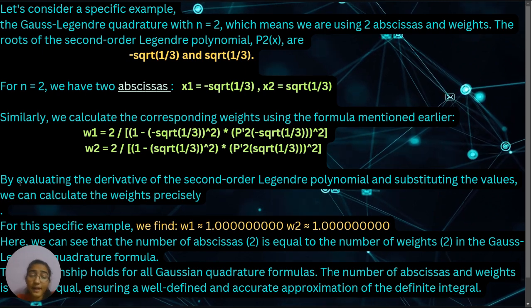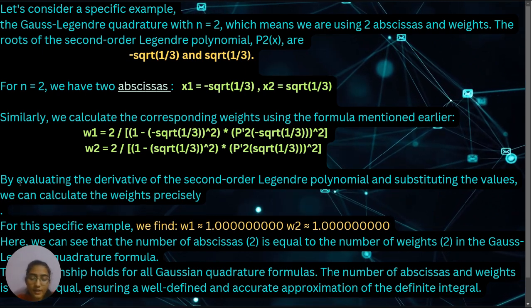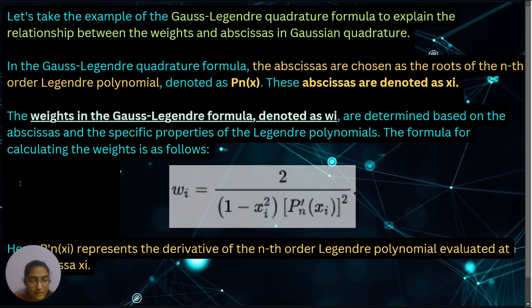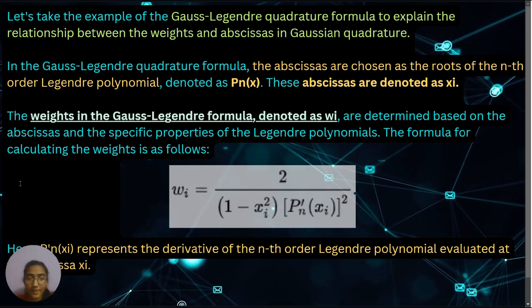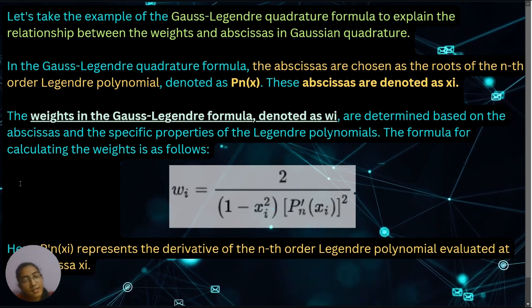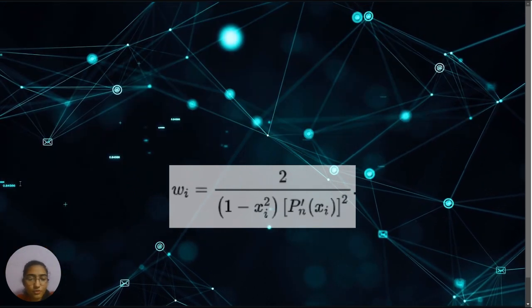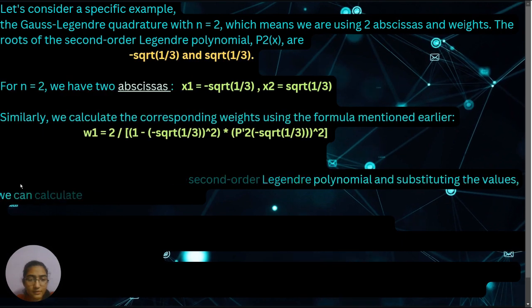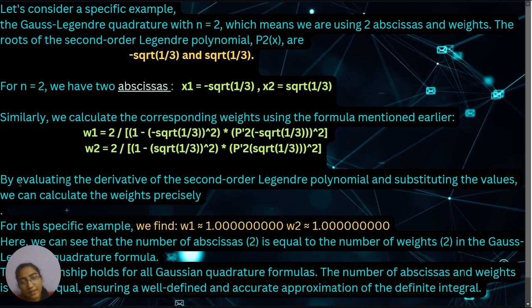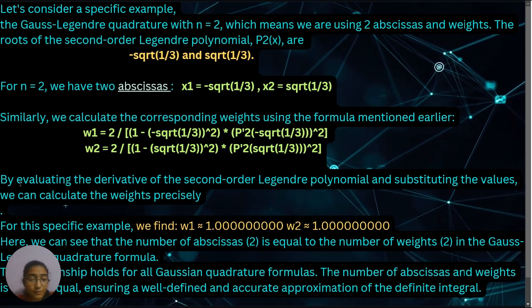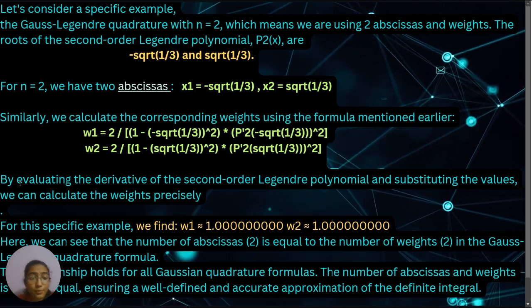Similarly, we can find their corresponding weights by the formula we discussed earlier, that is wi is equal to 2 divided by (1 minus xi square) multiplied by (p dash n of xi) whole square. So using this formula, we will find w1 and w2, and by evaluating the derivative of second order Lagrange polynomial and substituting the value, we can calculate the weights more precisely.